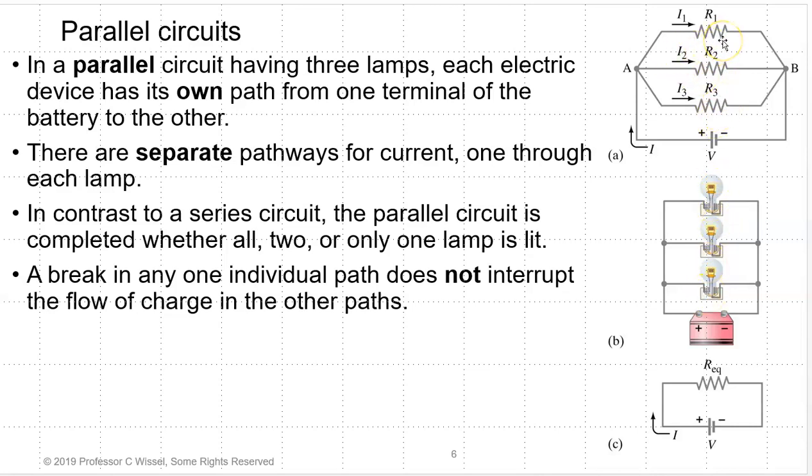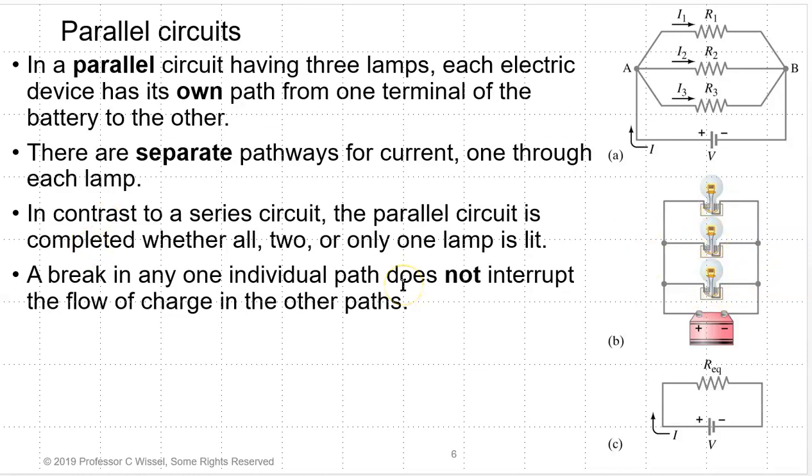Each electric device, each lamp, has its own path from one terminal of the battery to the other. There are separate pathways for the current, one through each lamp. In contrast to the series circuit, the parallel circuit is completed whether all or only one lamp is lit. So if you unscrew this one, only that one goes out. If you unscrew this one, only this one goes out. If you unscrew both of them, this one still stays lit.